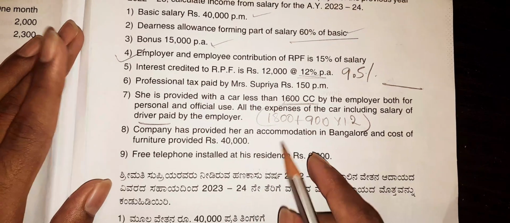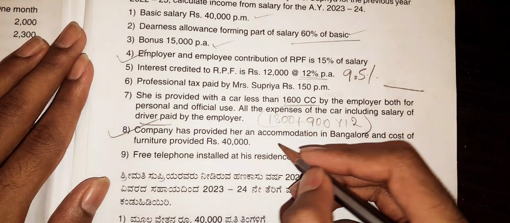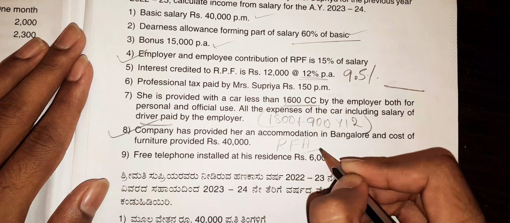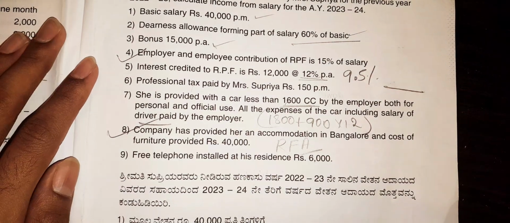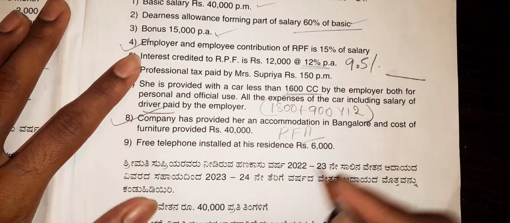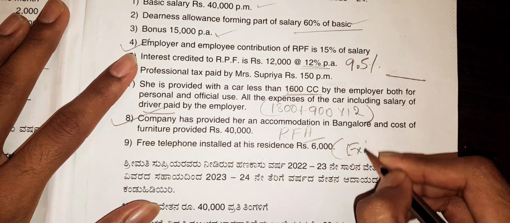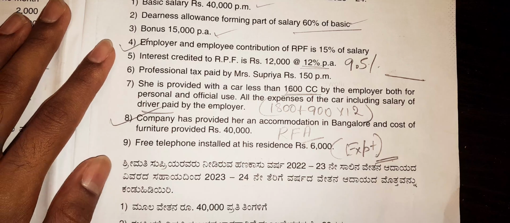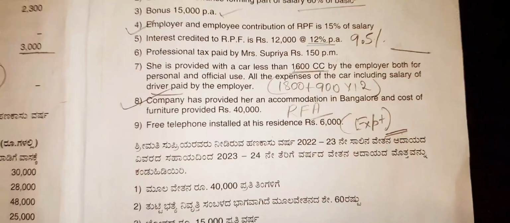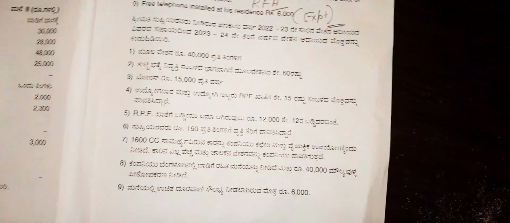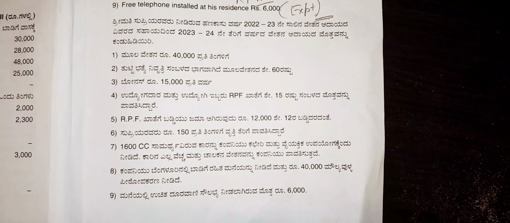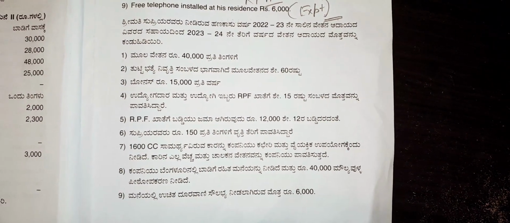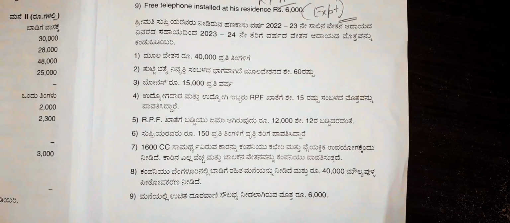Next, company provided rent free accommodation, RFA, you have to do a working note. Next, free telephone, this is exempted. Free telephone installed is exempted. So this was also a very basic question that was asked. So for Kannada medium students, you can take the screenshot of the question. This is the question in Kannada.